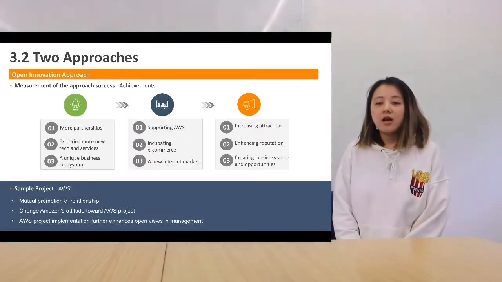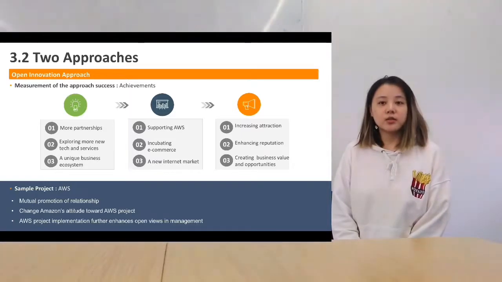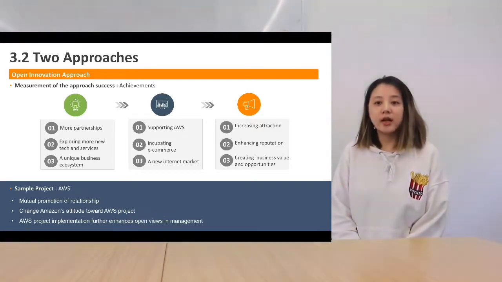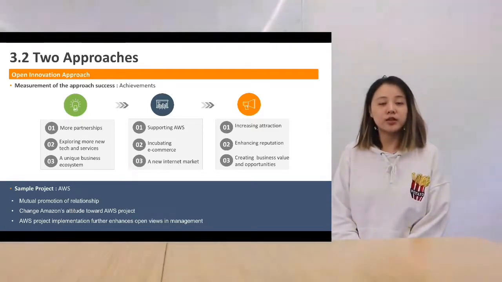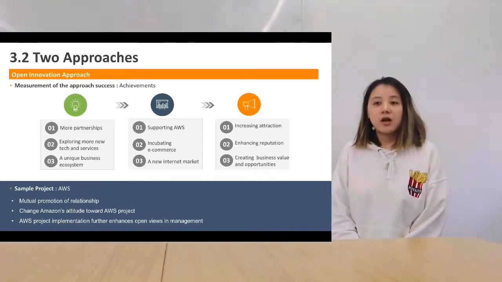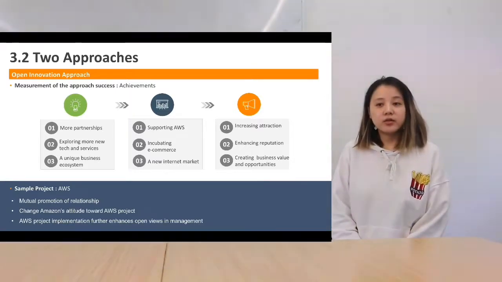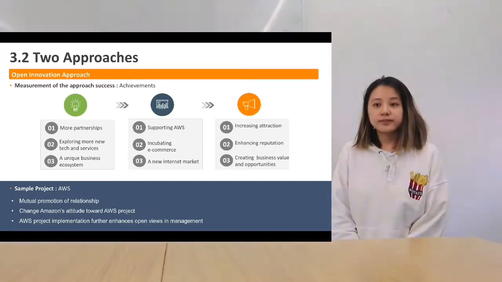The first is that Amazon developed more partnerships, explored new technologies and services, and built a unique business ecosystem. Secondly, applying this approach strongly supports the AWS project, and Amazon incubated e-commerce and created a new internet market. Third, after applying this approach, Amazon's attraction and reputation increased, and it also helped Amazon create its business value and opportunities.